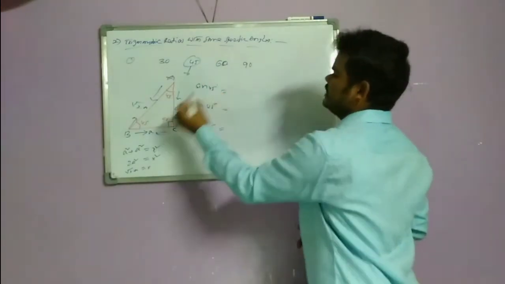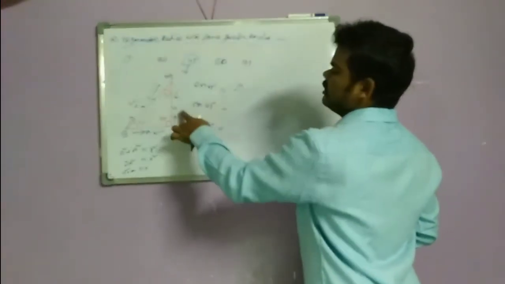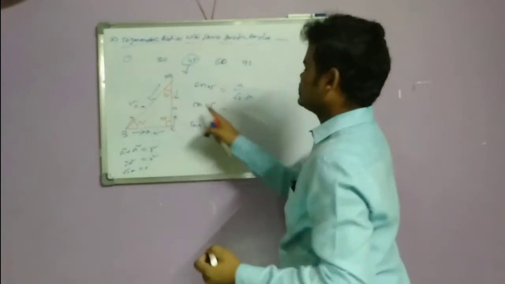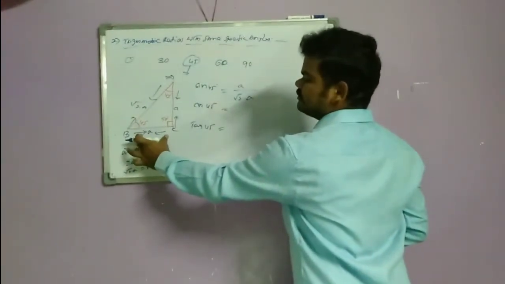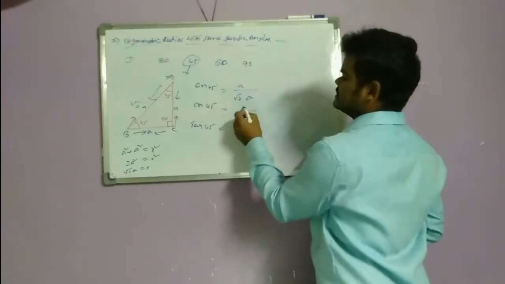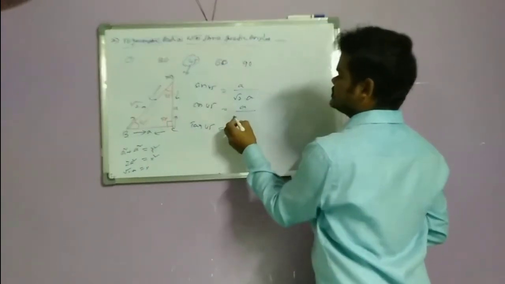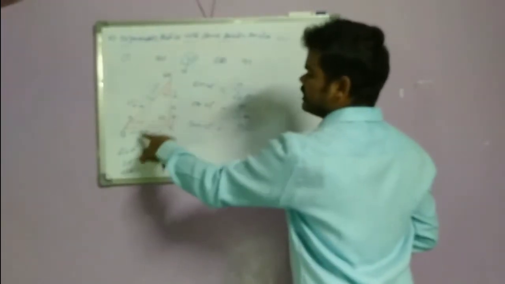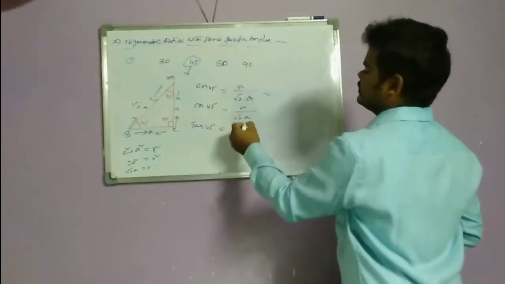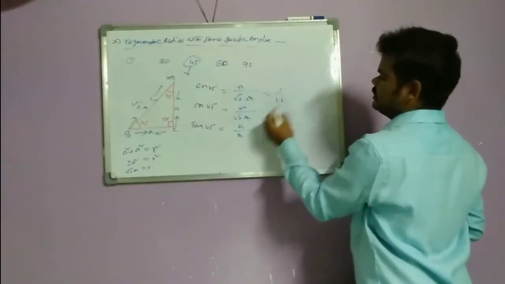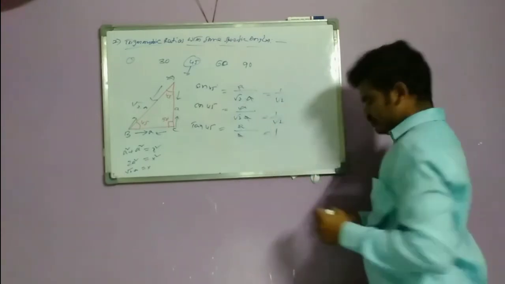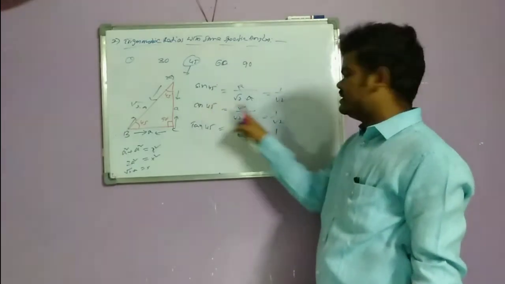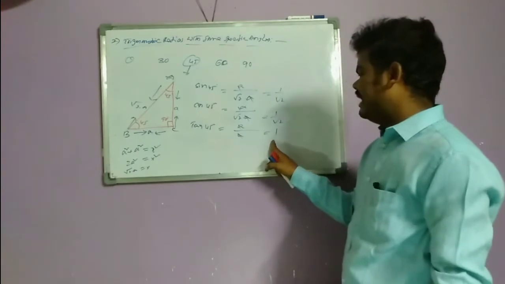Sin 45 means opposite by hypotenuse, which is a by root 2 into a. Whereas cos 45, what is cos 45? Adjacent by hypotenuse. Adjacent length is a, hypotenuse is root 2 into a. Tan means opposite by adjacent. Now a is cancelled, 1 by root 2, 1 by root 2, here it is 1. Now sin 45 value is 1 by root 2, cos 45 value is 1 by root 2, and tan 45 value is 1.